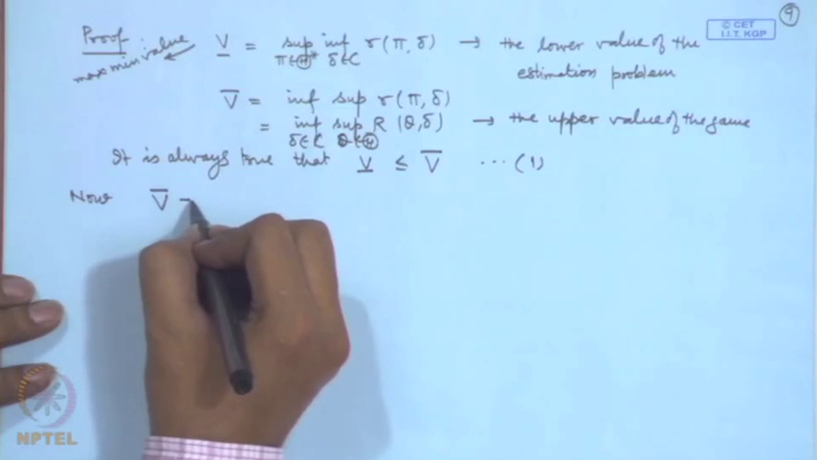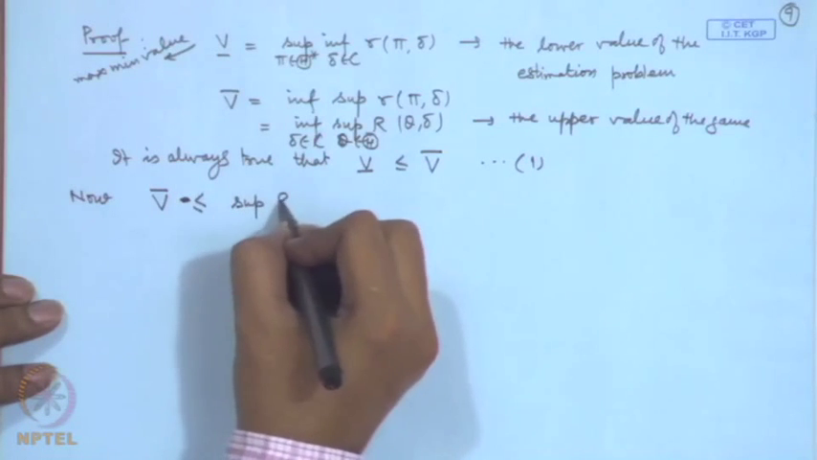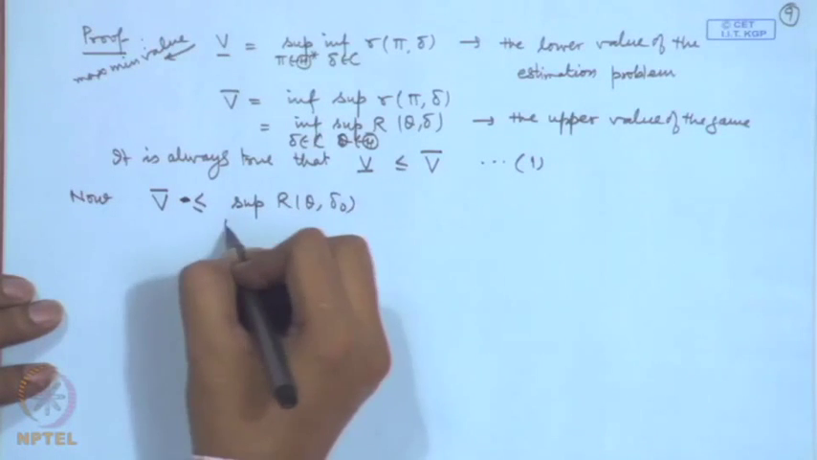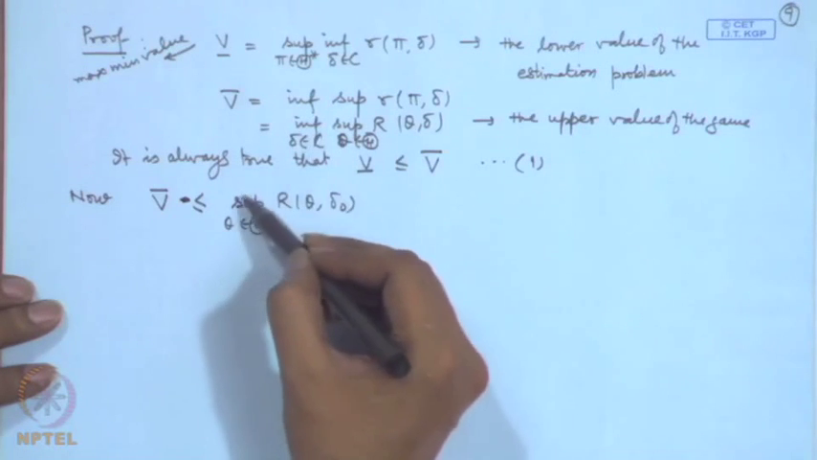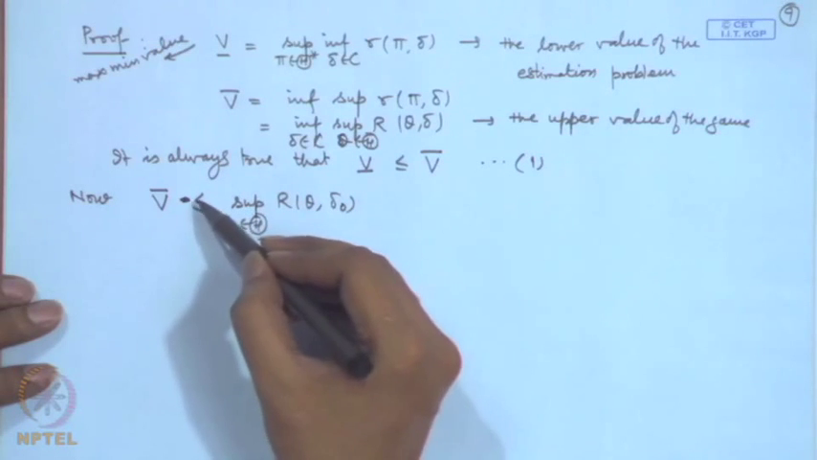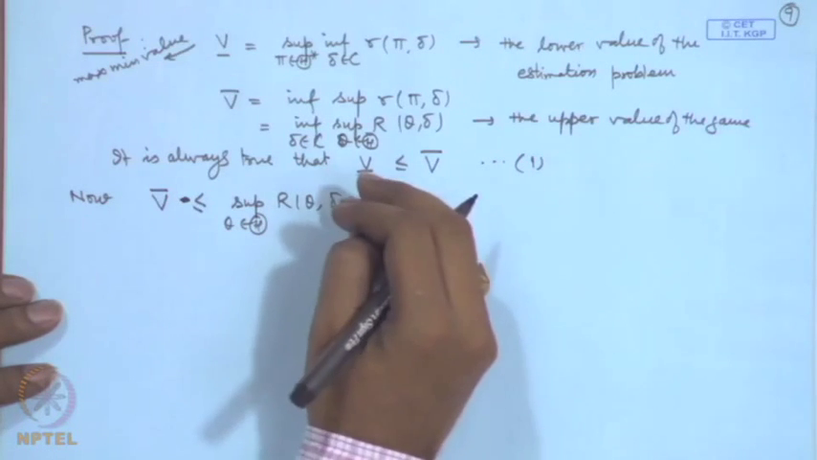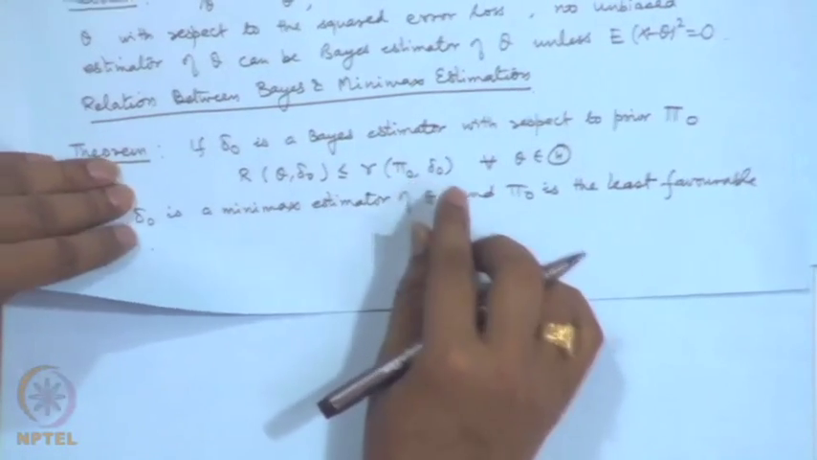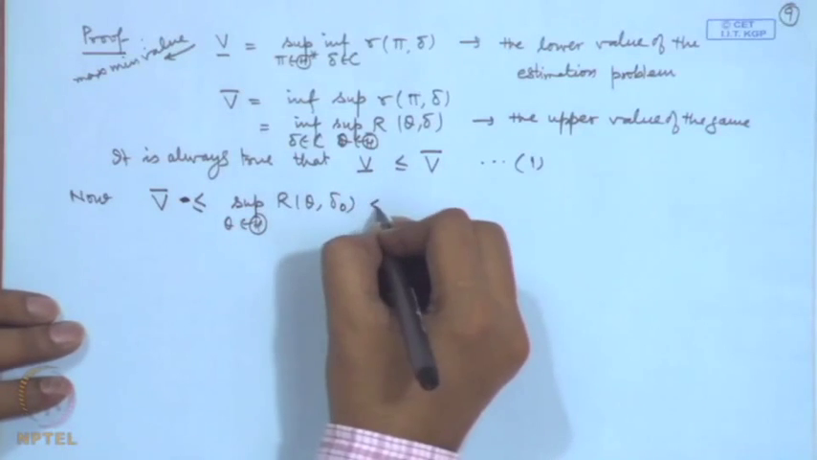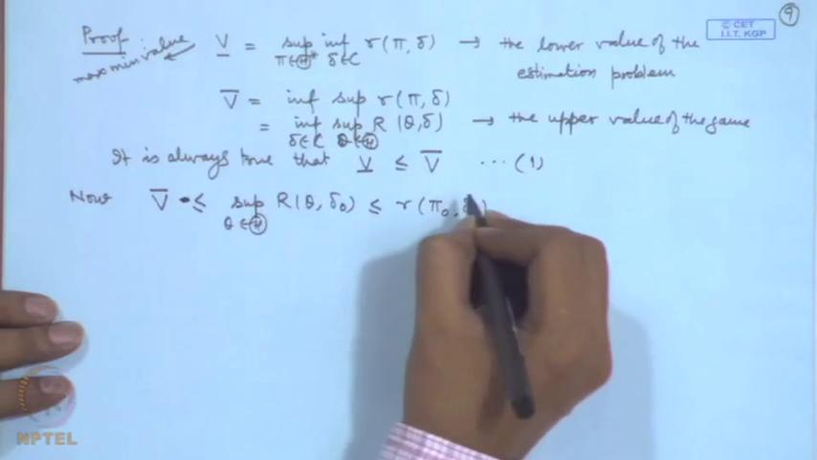So, V upper bar will be certainly less than or equal to supremum of r(θ, δ₀), because this is the minimax value. So, this is for a particular estimator δ₀. So, this is going to be more than or equal to V upper bar. Now, we have assumed here that r(θ, δ₀) is always less than or equal to r(π₀, δ₀). So, the supremum is also going to be less than or equal to r(π₀, δ₀).